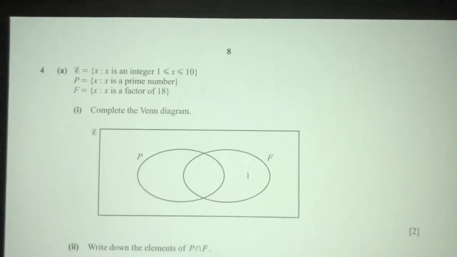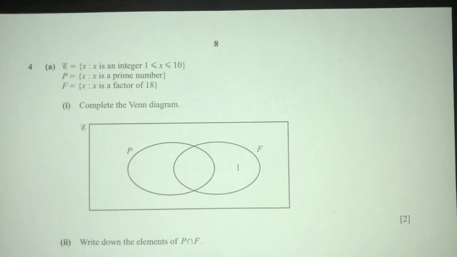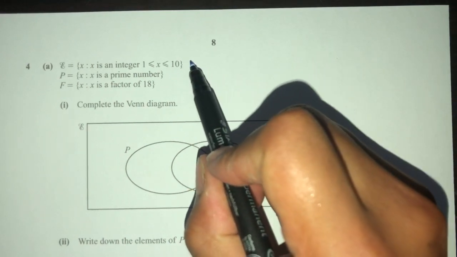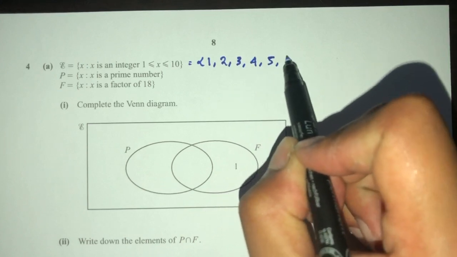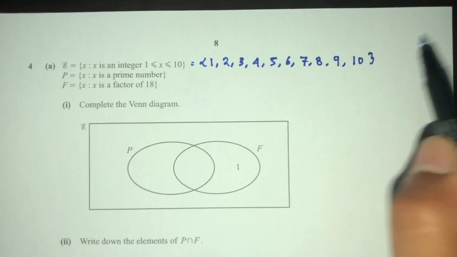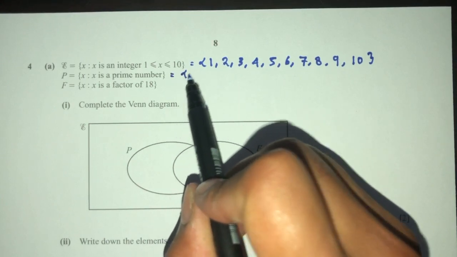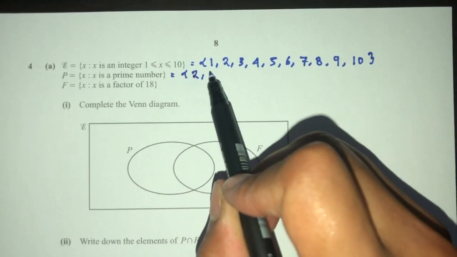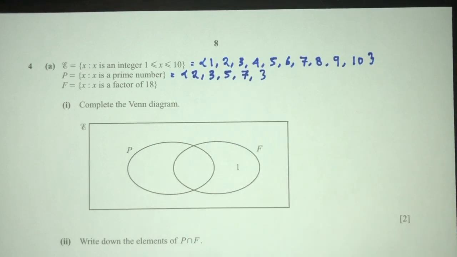Now let's move on to question number 4. This is a set question. Let's see what happens here. So first thing first, we have a universal set where x is an integer. Integer is a whole number between 1 and 10, inclusive of those numbers. So we can first list down the numbers. That will be 1, 2, 3, 4, 5, 6, 7, 8, 9, and 10. So these are the numbers in the universal set. Now P is the prime numbers. So you can say 2 is prime, 3 is prime, 5 is prime, 7 is prime, and that's pretty much it. So these are the prime numbers we have.